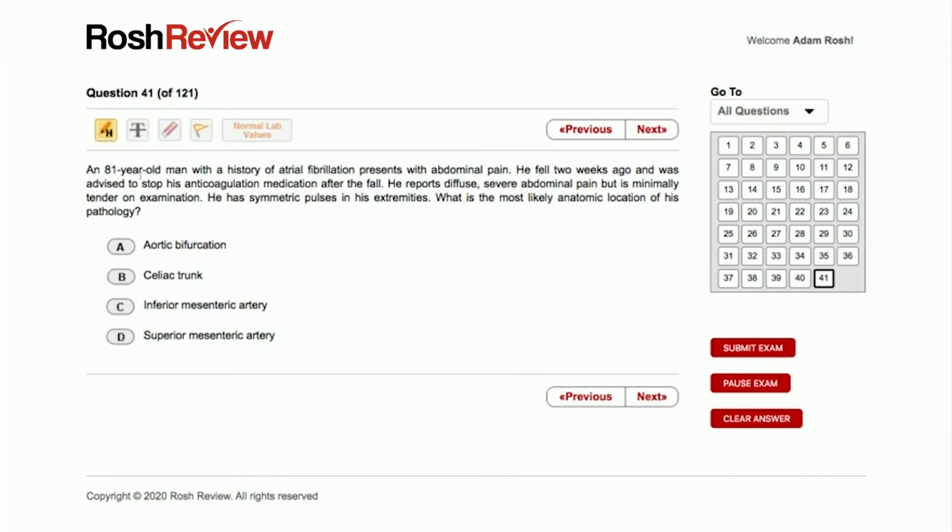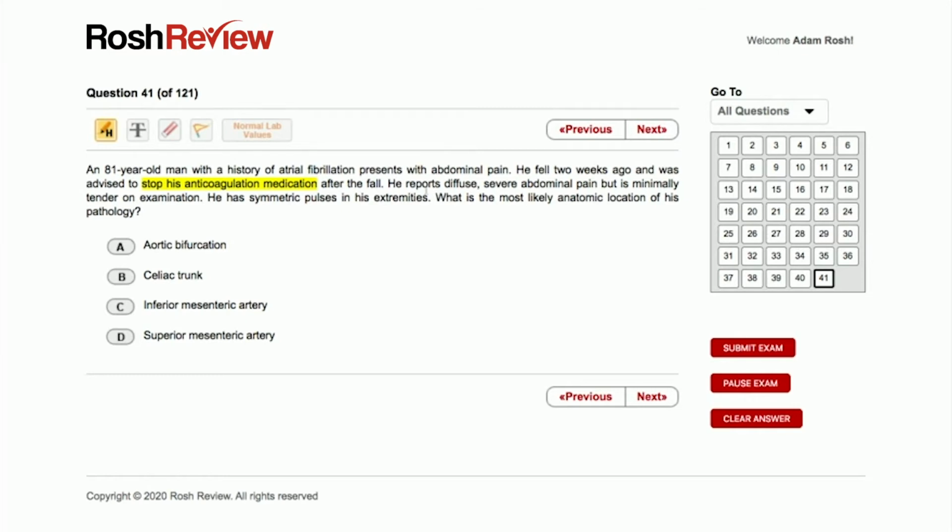If we start by looking, we have an older gentleman who has a fib and he's off of his anticoagulation. So anytime I see this in a question, someone stops anticoagulation, and not just in a question, but in actual clinical practice, if someone's supposed to be on anticoagulation and they stop, then they become prone to thrombosis. So that's what I'm thinking about just from reading this one line here.